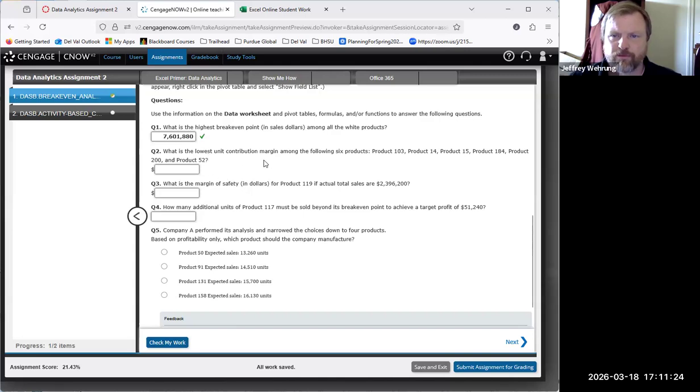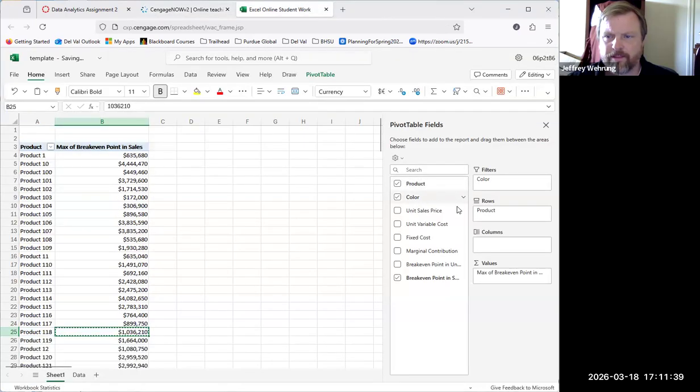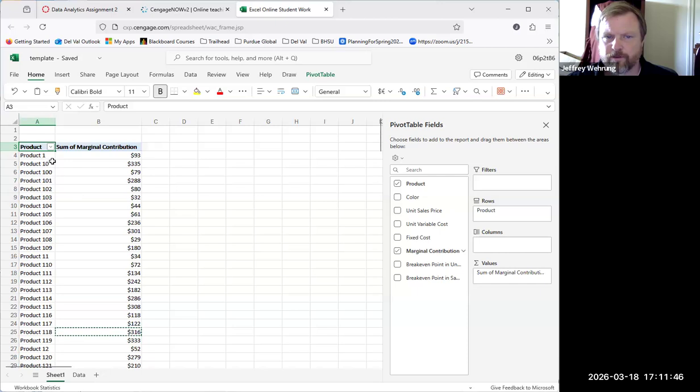Okay, question 2. What is the lowest unit contribution margin among the following 6 products? Okay, so what I want to know, and this is a good thing I created that new column for the contribution margin, I have these products, and I want to know which one has the lowest contribution margin. So I can get rid of my color, and I actually just want to filter by the products. And then I'm going to look at my contribution margin for each one. So here's all of them, and I'm just going to look at 6 of them.